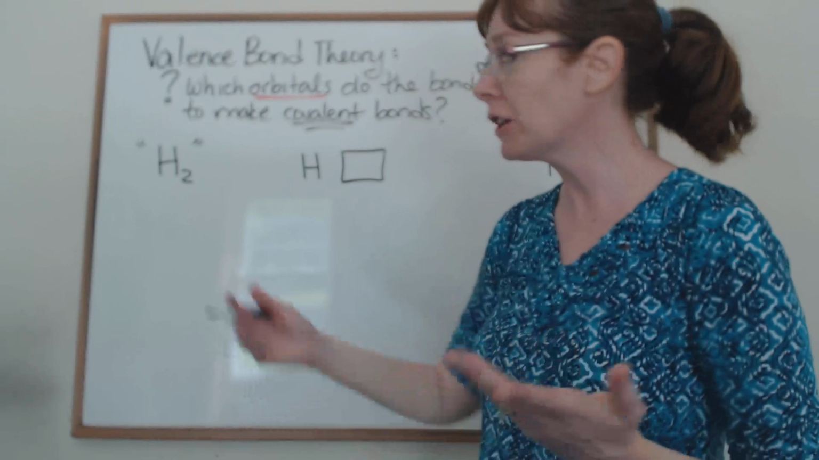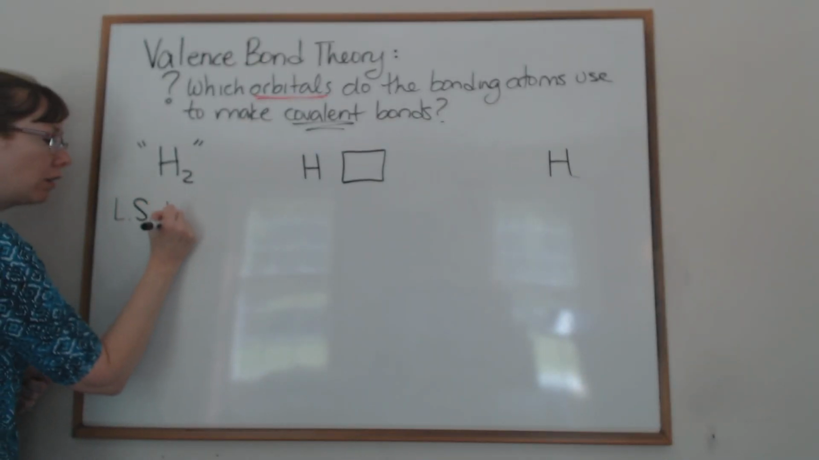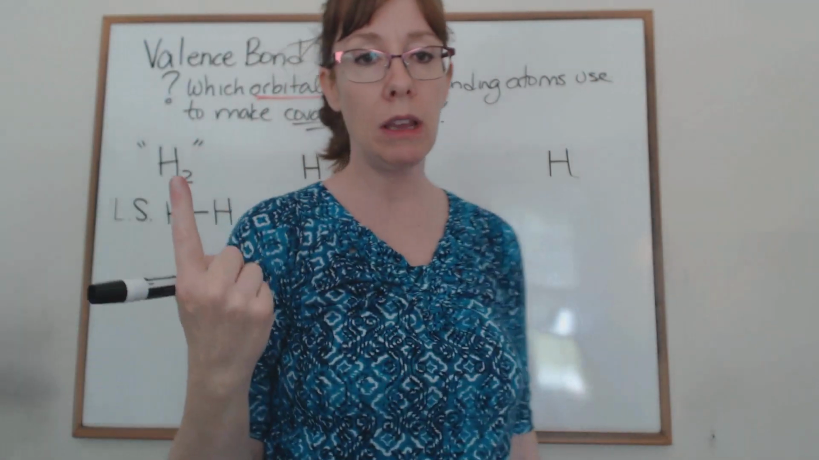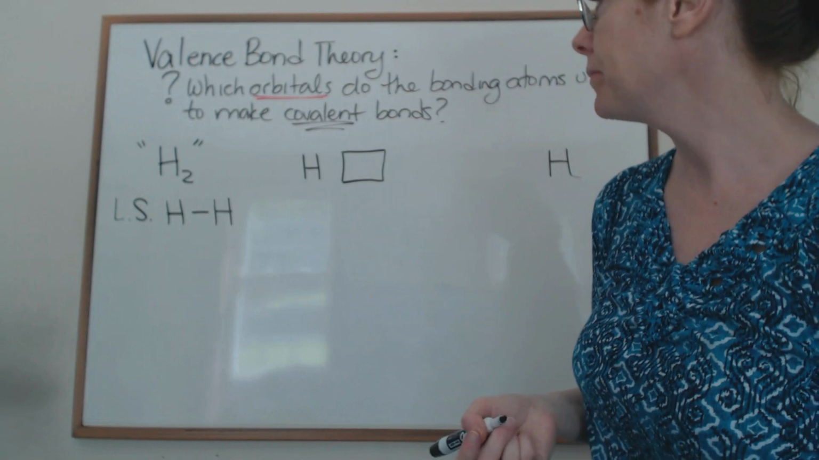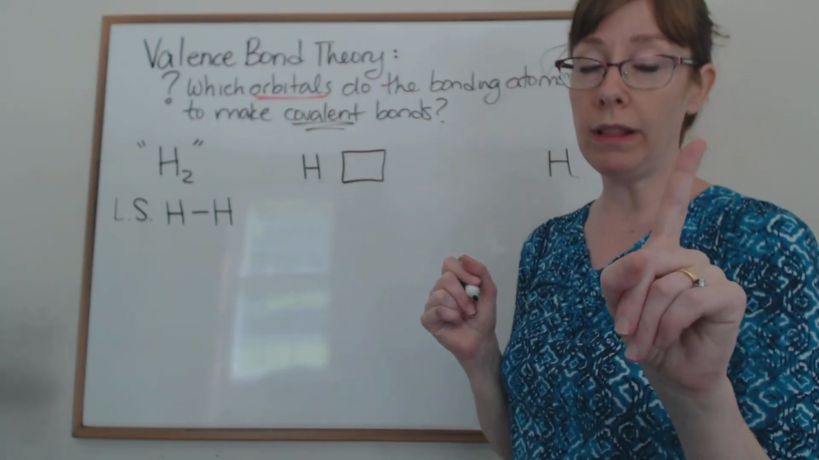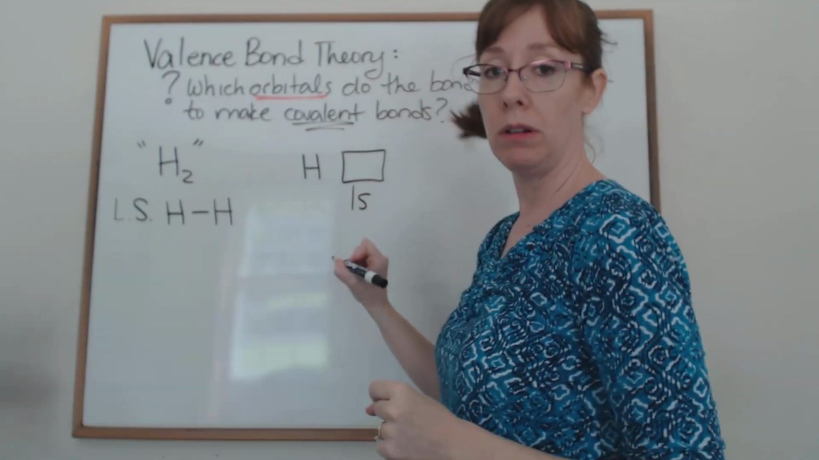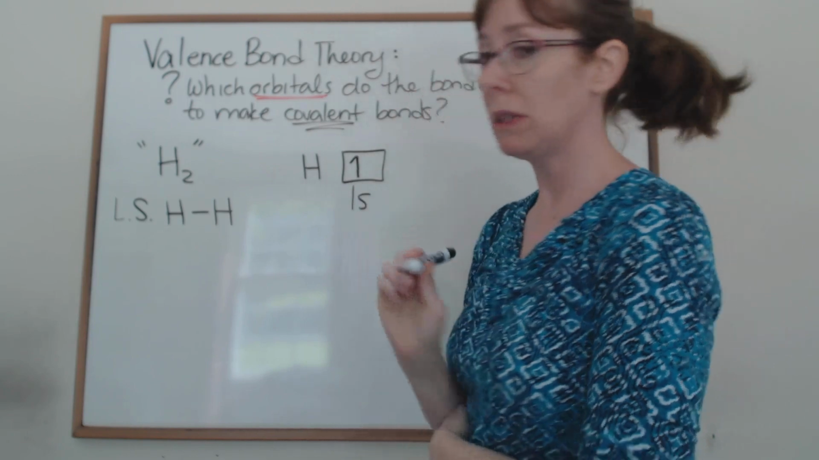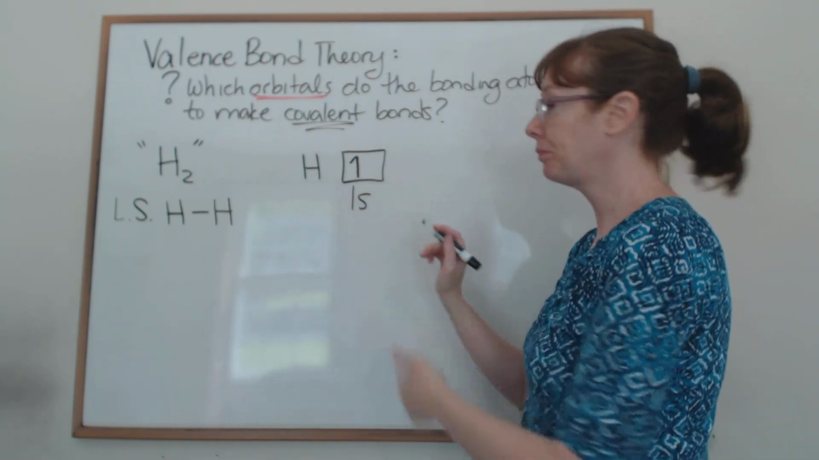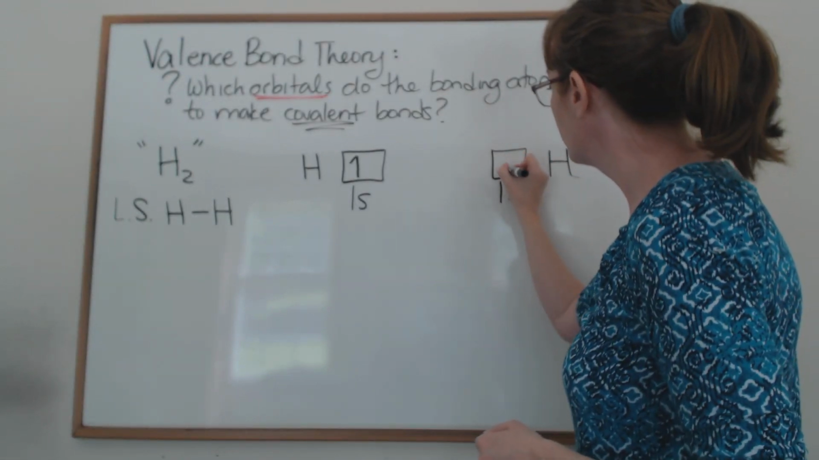Actually, let's back up just a second. Let's have that Lewis structure on the board. We've done that Lewis structure before, but the Lewis structure is simply one single bond between two hydrogen atoms. The first hydrogen atom has one electron, because that's how many electrons hydrogen has, and it lives in the 1s orbital. By convention, we always make it spin up. That's hydrogen's orbital diagram. The other hydrogen has the same orbital diagram.